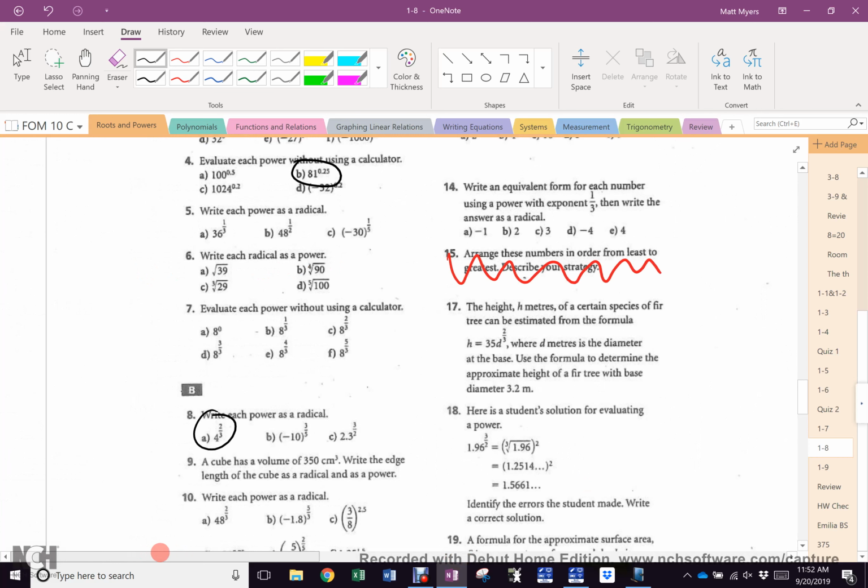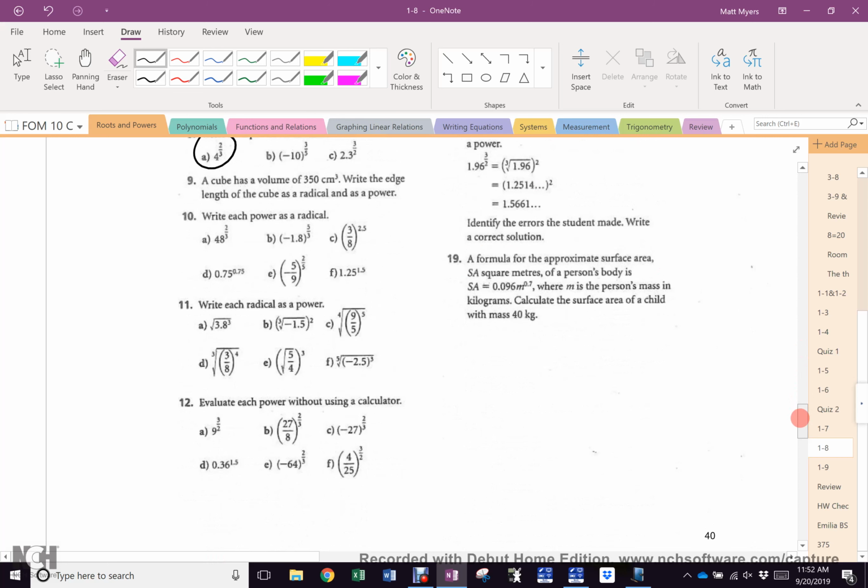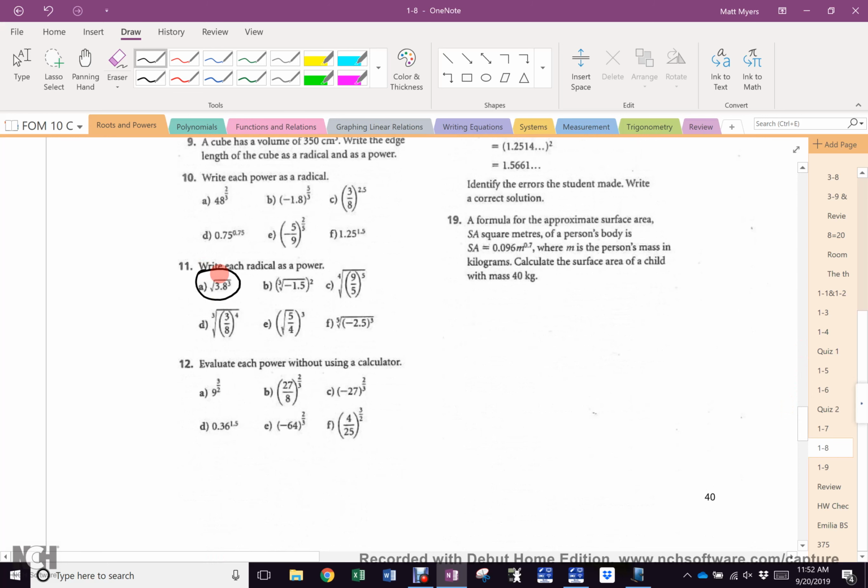Anything else from page 40? Going once. Can you do 11A? 11A. I bet I can because I'm a pretty smart guy. Right, each radical is a power. 3.8 to the third under a root. What number should be there? 2. Okay. So, what does the radicand become?